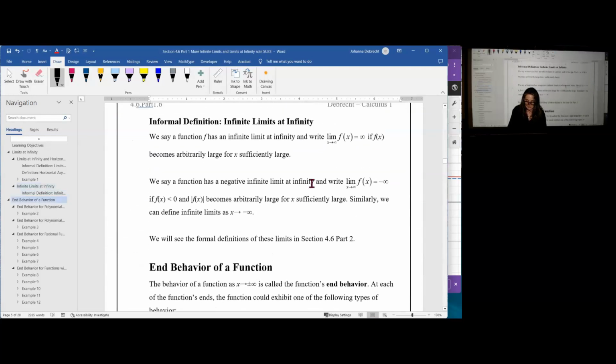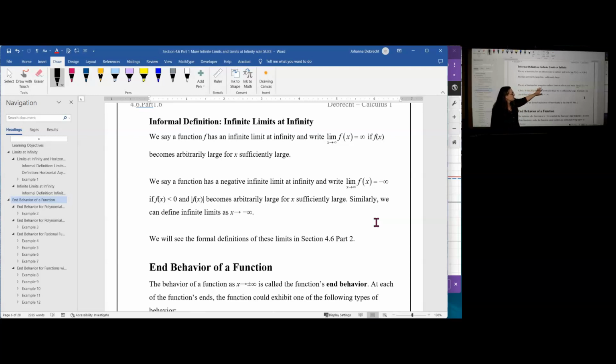Our informal definitions for infinite limits at infinity are very similar to the ones we saw before. If the function has an infinite limit at infinity, we write it using that notation if the value of y becomes arbitrarily large for x sufficiently large. What does arbitrarily large mean? We'll make it more precise in section 2.5, but for now, think of it as having no ceiling value. There's no upper bound. It just keeps getting bigger and bigger and bigger, no matter what happens.